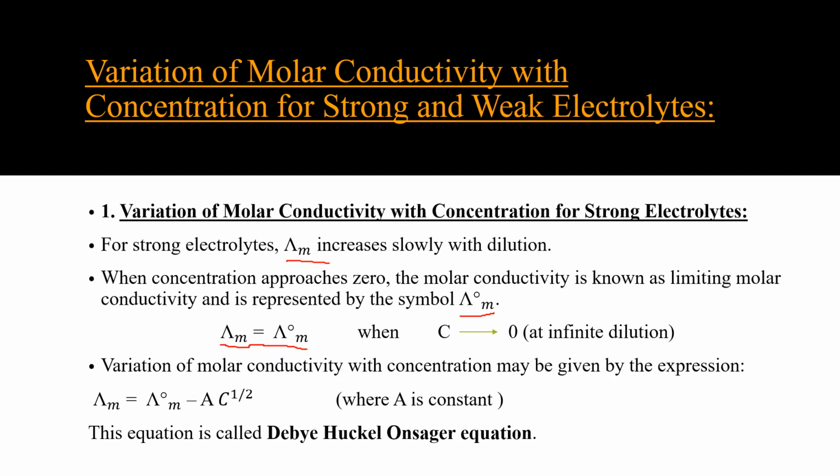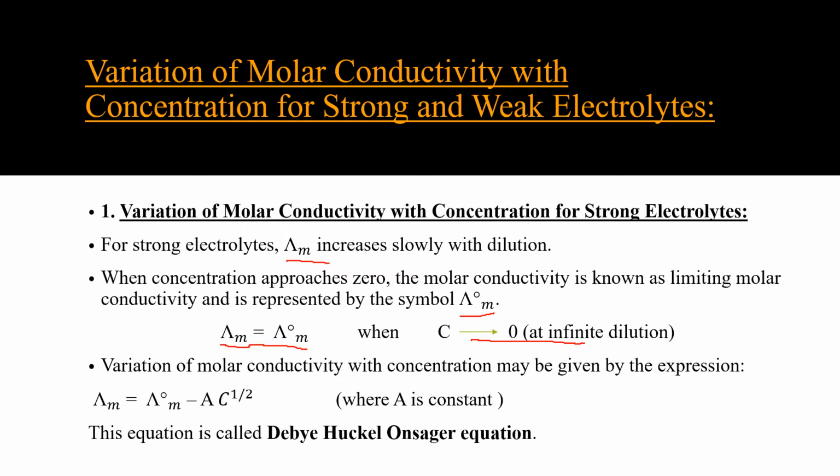When concentration approaches 0, it means dilution is infinite. It means we are adding water to the concentrated electrolytic solution, and the concentration of that solution approaches 0. Whereas at the same time, the dilution will get infinite, because dilution and concentration are opposite to each other. As concentration approaches 0, dilution will get infinite.